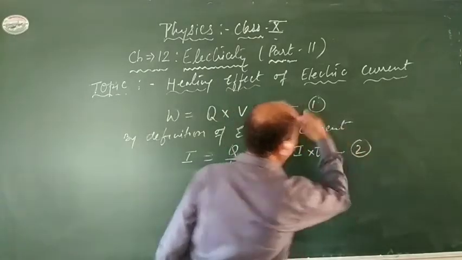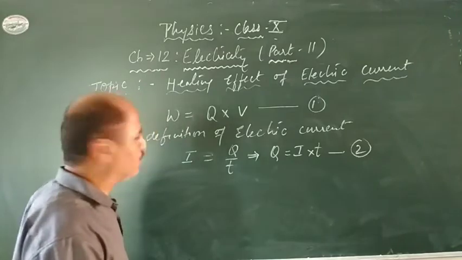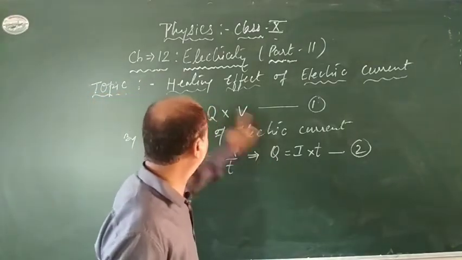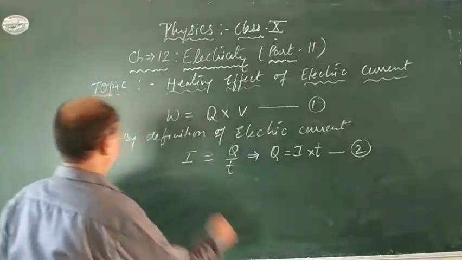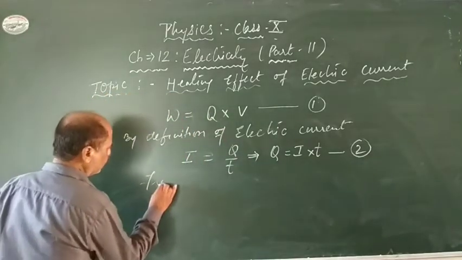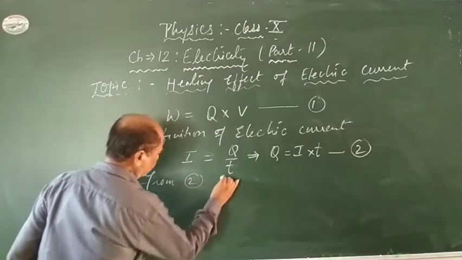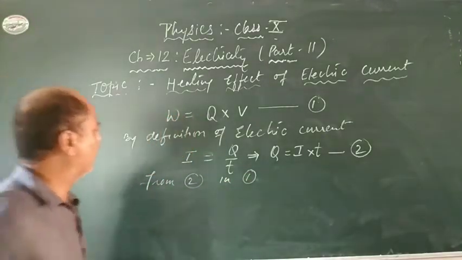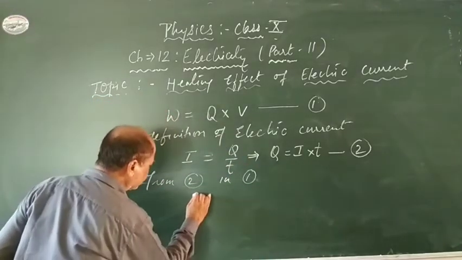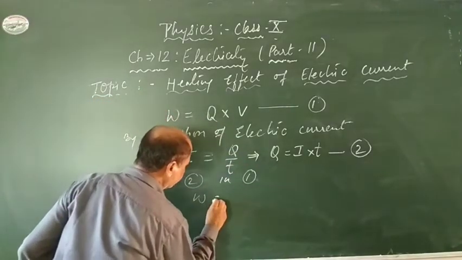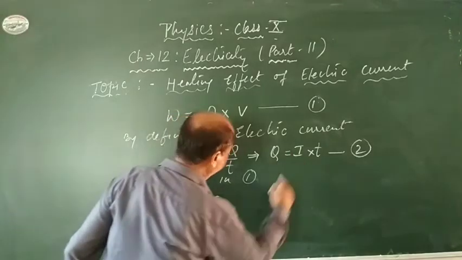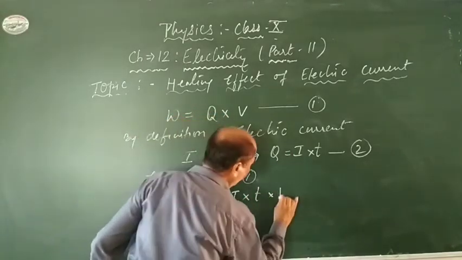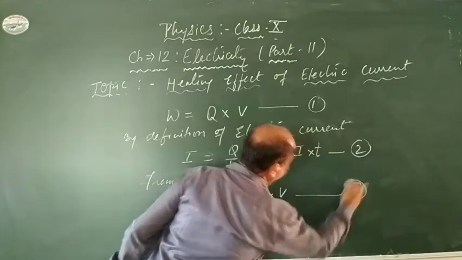This is our second expression. Now what we are going to do here is substitute the value of Q from 2 in 1. So let us see what change we get. W is equals to, we substitute Q, that is I into T, into V. This is our third expression.